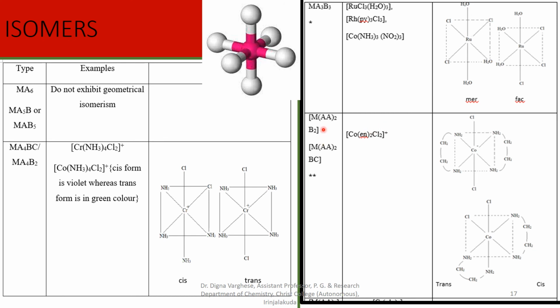Next case is M(AA)2b2. Here A means a bidentate ligand with the same ligand atoms attached to the metal atom. In the case of ethylenediamine, both nitrogen atoms are attached to the metal atom. An example is [Co(en)2Cl2]+. Cis-trans isomerism is possible. Here you can see the M(AB)3 type of isomer, that is Cr(gly)3. Here nitrogen and oxygen are coordinated to the metal atom. This is its cis isomer and this is the trans isomer.